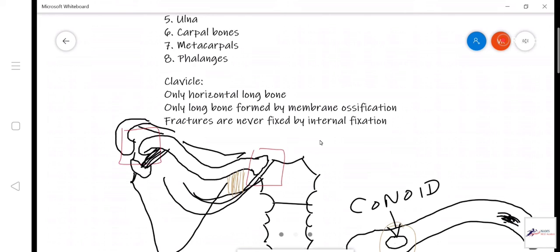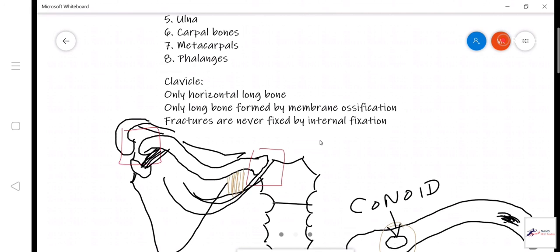That is one reason. The second reason why fractures of the clavicle are not fixed by internal fixation is that even if there is malunion, or a wrong union of the ends, if the ends are slightly bent and not straight when they join back together during healing, still it will not cause any kind of deformity, because the clavicle is not a bone that actually moves. There is not much movement of the clavicle.